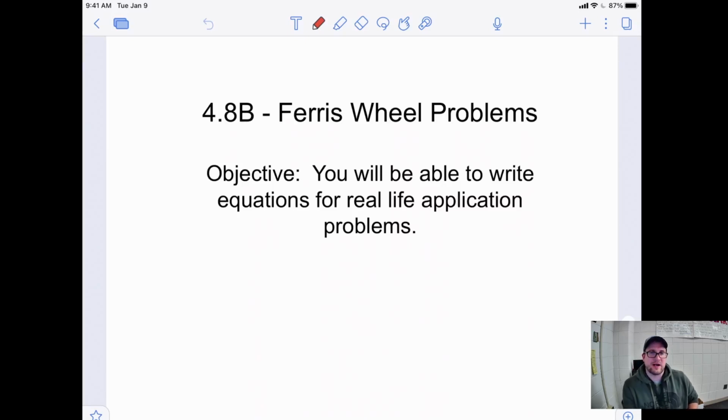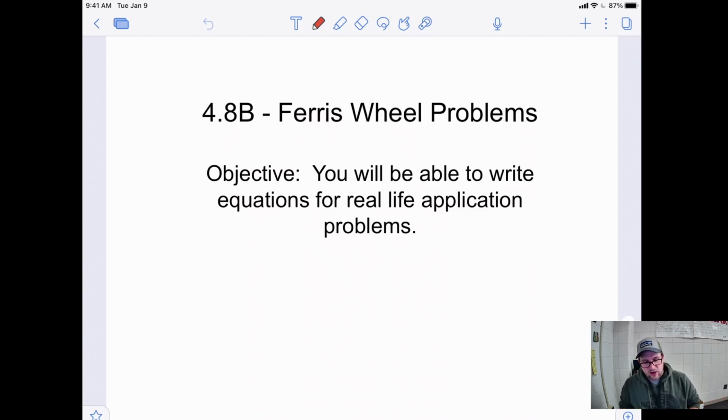Today we're going to be talking about 4.8b, which is what we call Ferris wheel problems. Now, yesterday we talked about how to take a graph and write the equation from a graph. Today we're going to give you a word problem, and from that you're going to be able to create a graph, and then from that you're going to want to write the equation.